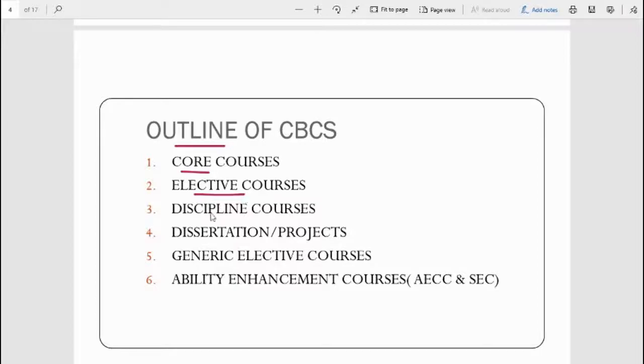The third one is discipline specific courses, which are offered by your own discipline. For example, you are enrolled in history, so your history department might offer you six or seven courses, and you have to do a kind of shopping. You have to elect the courses as per your interest. The fourth one is dissertation and projects.